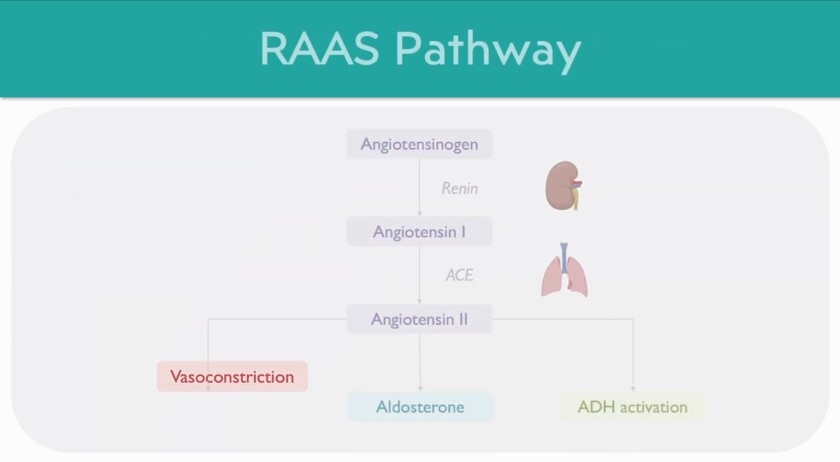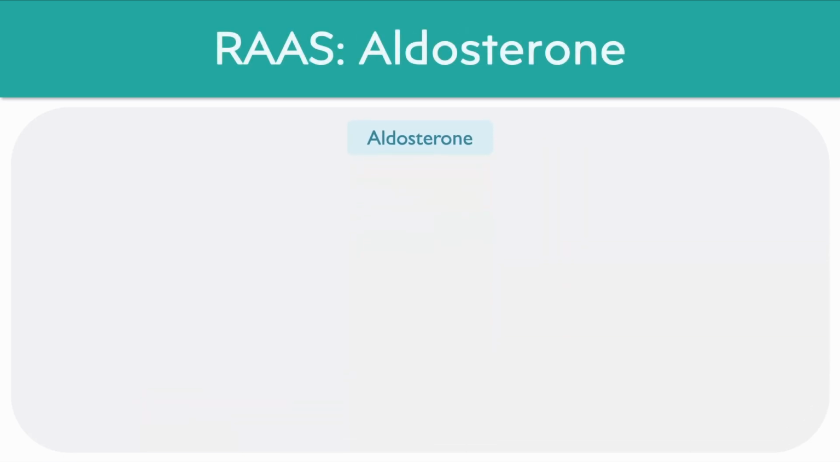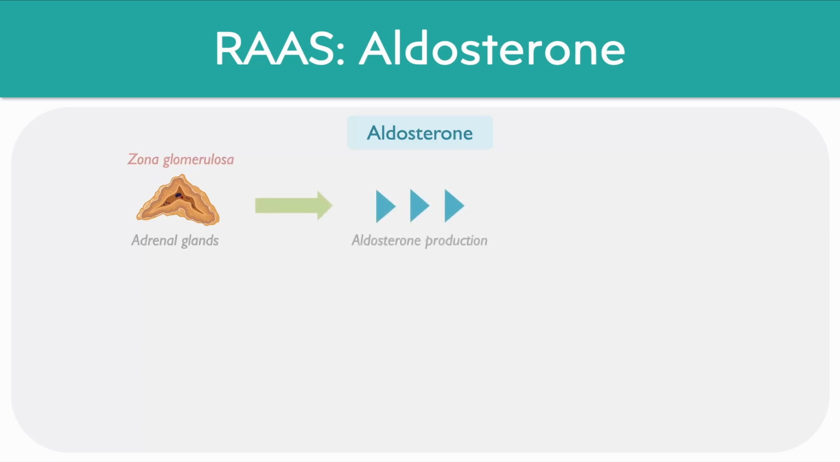Let's now take a look at the second mechanism of the RAAS pathway, which involves increasing aldosterone activation. Aldosterone is a hormone which is produced by the adrenal glands, and more specifically, the zona glomerulosa of the adrenal glands. And angiotensin 2 can basically help to activate more aldosterone production from the adrenals.